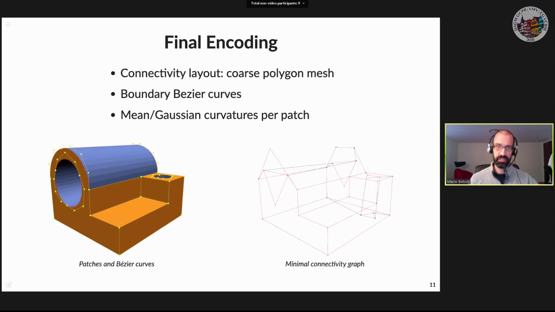And then this is basically the encoding part. So what we store is this coarse connectivity layout. So the corner vertices and their connectivity, which is just a coarse polygon mesh. Then the control points of the boundary Bezier curves, only the inner ones, because the start point and end point are the corner vertices. And then for each patch, we store two scalars, the mean and Gaussian curvature.